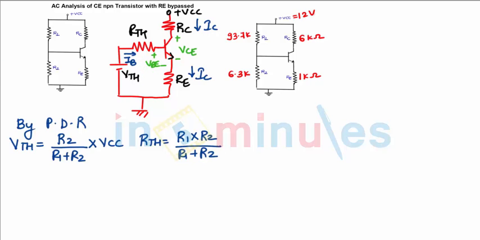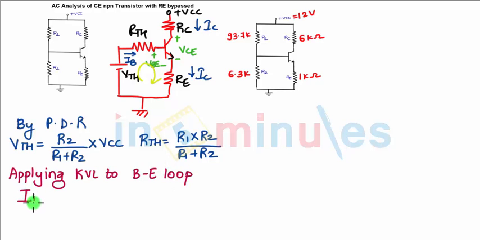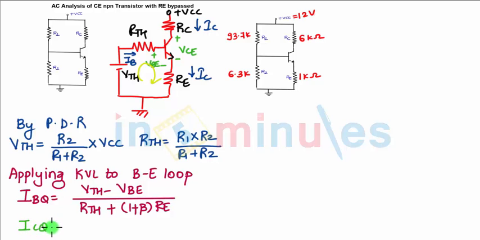Once you know RTH, you can apply KVL in this loop. So what can you write? Applying KVL to the base emitter loop, I have told you the shortcut. Current flowing in the base is IBQ, right? How to write the equation? Total voltage is VTH minus VBE. Total resistance RTH is in the base. Resistance RE is in the emitter, so by the resistance reflection rule, you can write it as 1 plus beta into RE. In this way, you can find the value of IBQ. Once you know the value of IBQ, you can find the value of ICQ as beta times IBQ.